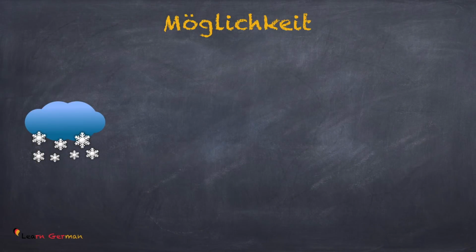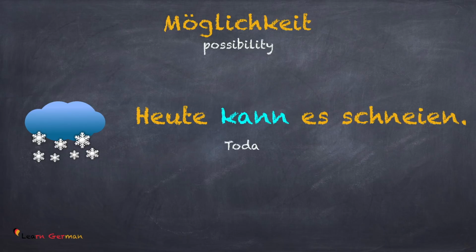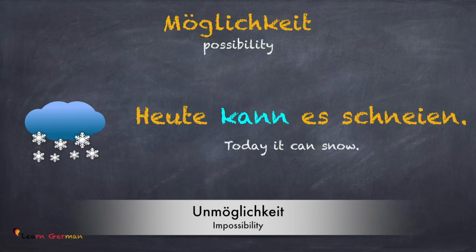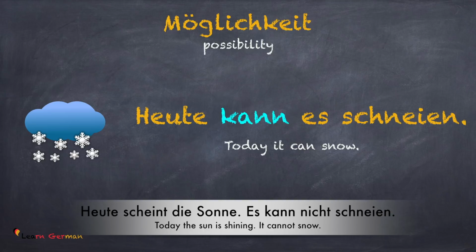Another very common use of können is when you are expressing Möglichkeit or possibility. For example, Heute kann es schneien. So the verb können is expressing the possibility of snow. Just like the previous case, here also you can negate the sentence to express something impossible or Unmöglichkeit. For example, Heute scheint die Sonne. Es kann nicht schneien.